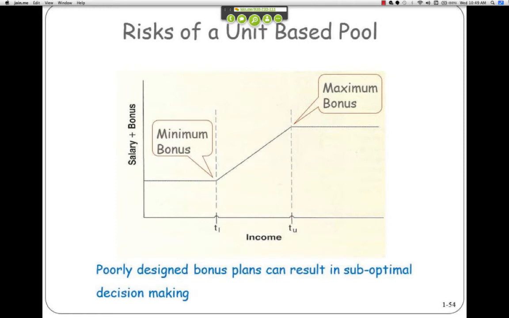Of course, you want to make sure that your bonus plans are well designed. This has a problem because if you're up here, you have no incentive to do any more work. If you're down here and it's December 15th, you have no incentive to do any more work. So you want to make sure that you have a plan that incents optimal results.